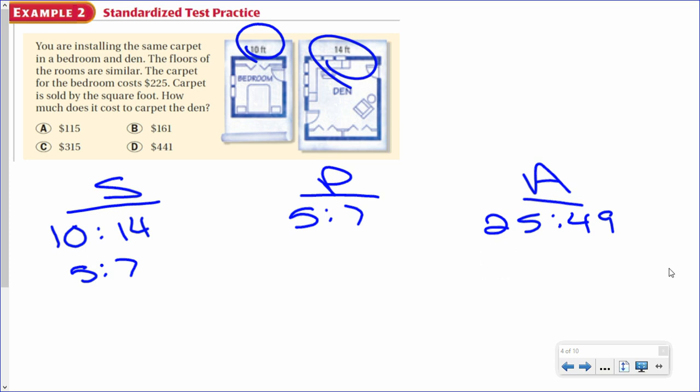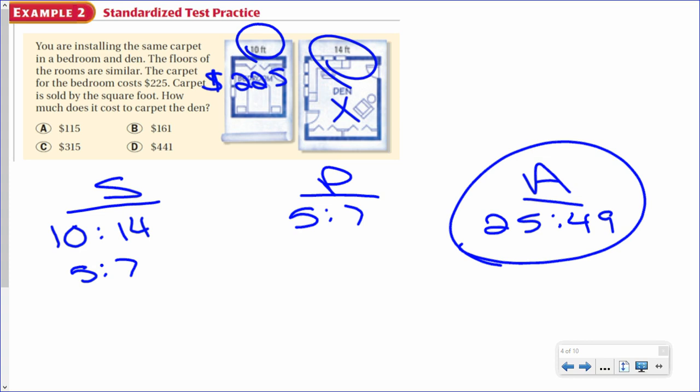Okay, so let's read into the question a little bit more. If the carpet for the bedroom costs $225 and the bedroom is this one, when you buy carpet, you buy it in square foot or area. We're looking for the cost of that one. So between these three numbers, the one we're going to use to set up our proportion is this one, because it's area.